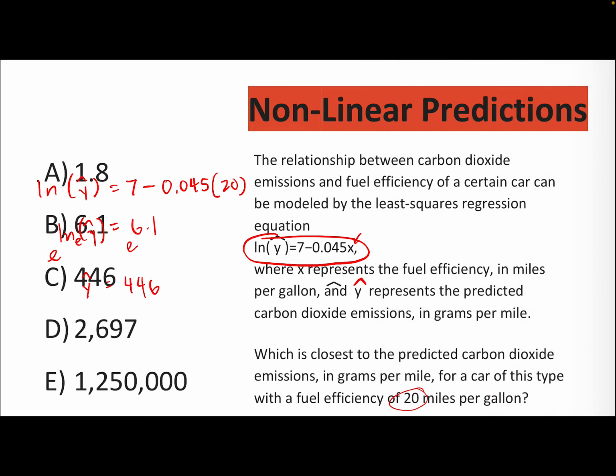Again, just like before, we have answer choices. So at the very least you could have ln y equals 6.1, and then just keep plugging in values of y until we get that equation to equal each other, which you're going to get C. So that is how we can solve and find predictions for equations that have been transformed in some way.